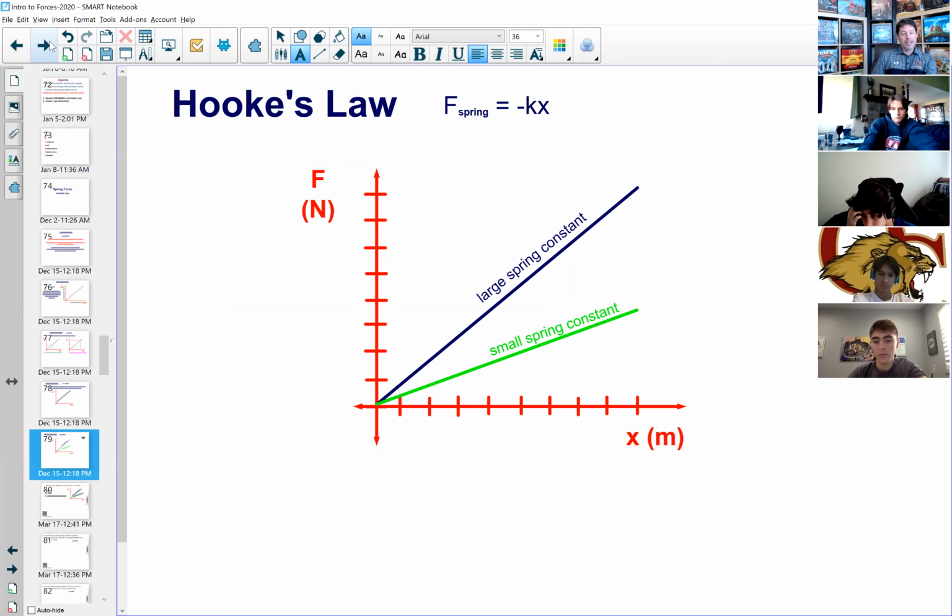So therefore, if we look at graphs of multiple different springs, a spring with a large spring constant would have a steeper slope, and a spring with a small spring constant, a flimsier, less rigid spring, would have a shallower slope or a smaller slope.